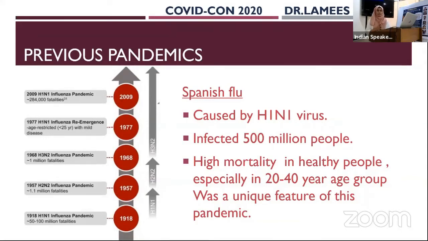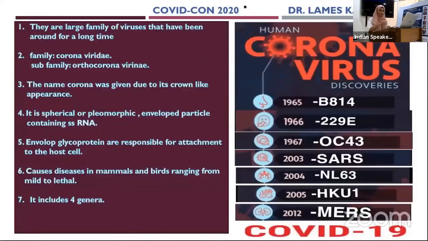India was the fifth worst hit country then. Speaking of the ongoing pandemic, the coronavirus did not pop up recently. These are a family of large viruses that have been around for a long time. It belongs to the family Coronaviridae and subfamily Orthocoronavirinae. The name corona was given due to its crown-like appearance, and it is a spherical pleomorphic, enveloped particle containing single-stranded RNA. The glycoprotein envelope helps in the attachment to the host cell.